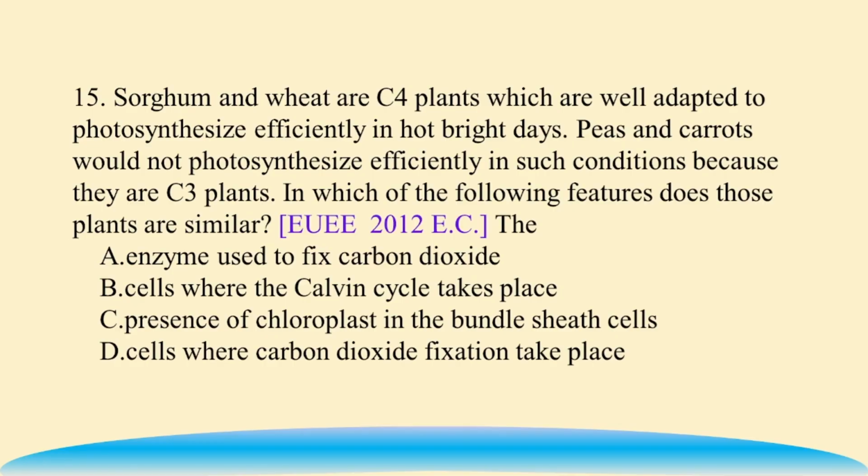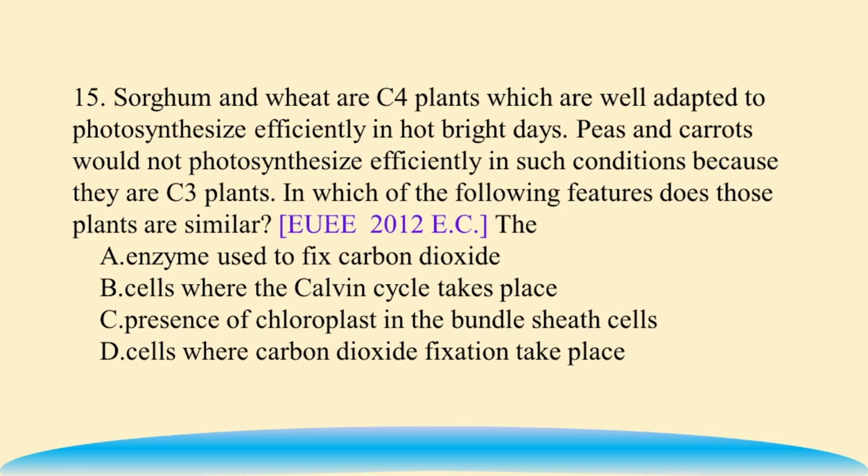Question number 15. Sorghum and wheat are C4 plants that are well adapted to photosynthesize efficiently in hot, bright conditions. Peas and carrots are C3 plants and do not photosynthesize efficiently under the same conditions. In which feature are these plants similar?